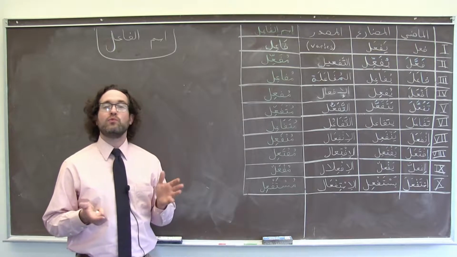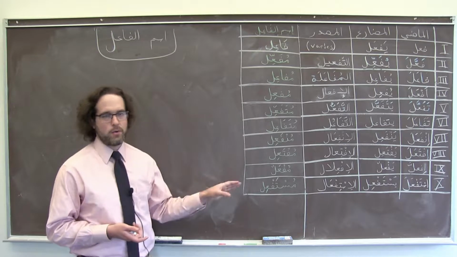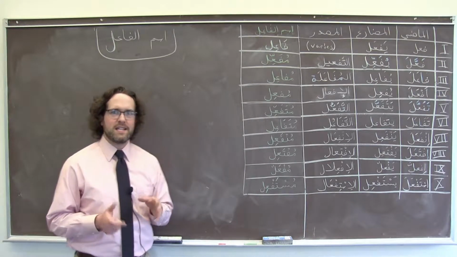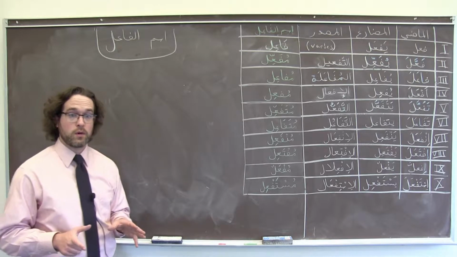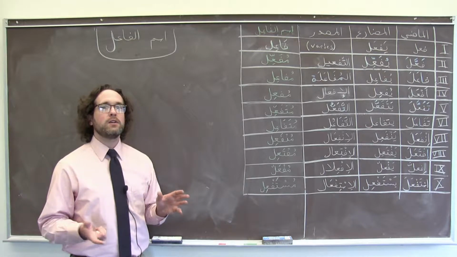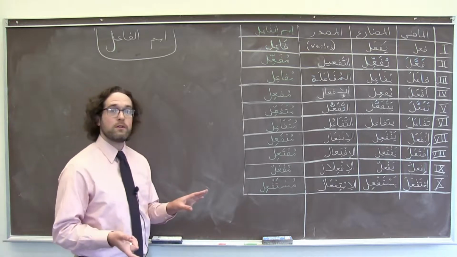We get a lot of really useful nouns and adjectives from this paradigm, and the good news is that it tends to be pretty regular and predictable once we understand how it works. You probably know a lot of asma fa'il already. They're all over the place in Arabic.